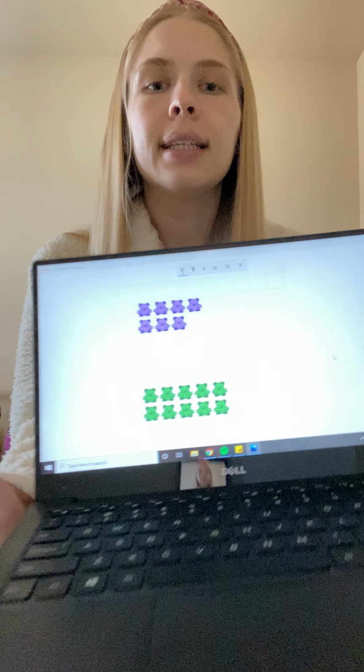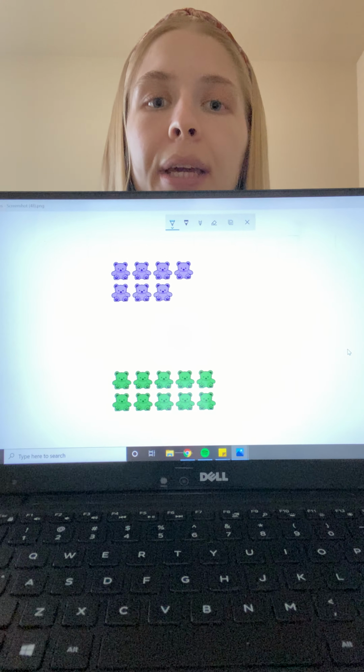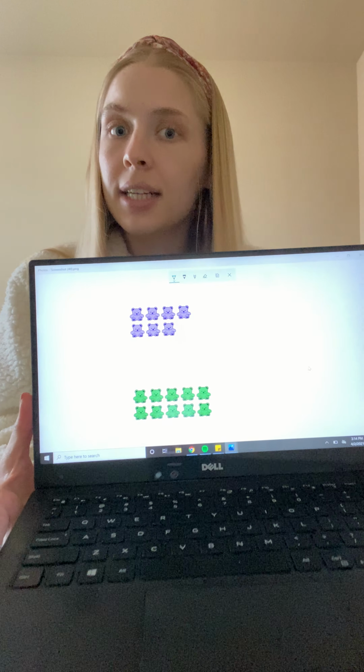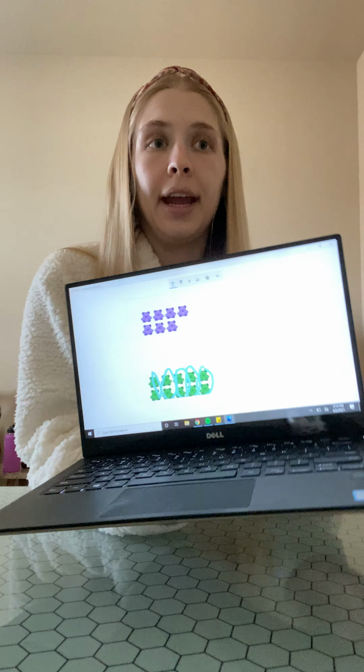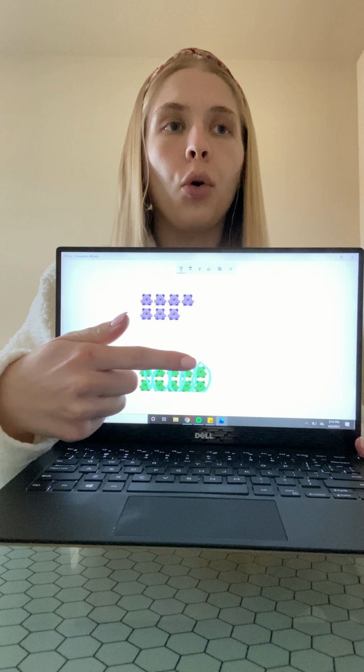Let's look at an example. Let's look at these green bears on the bottom and see if we can make some pairs and how many we can make. An easy way to find these pairs is to circle each pair. So I'm going to circle each pair up here on the board for you. All right, I circled each pair, and how many pairs do we see? We see 1, 2, 3, 4, 5.